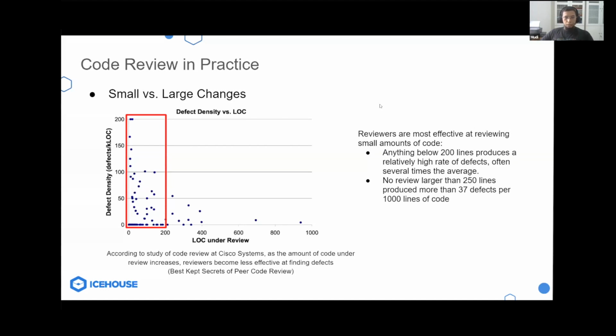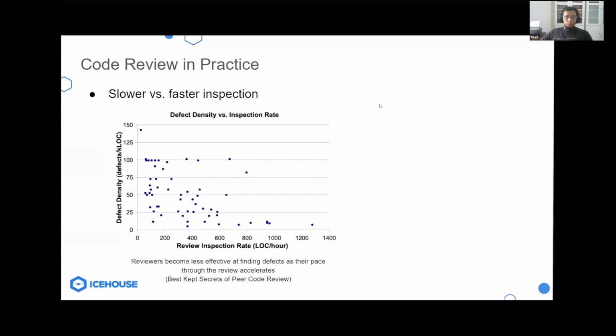But then again, this also depends on how fast the reviewer inspects the code at a time. The review shouldn't be too fast, affecting the reviewer's ability to find defects. So let's take a look at another graph. This is also taken from the Cisco Systems code review study, where we can see the relationship between defect density and reviewers' inspection rate, or lines of code per hour.